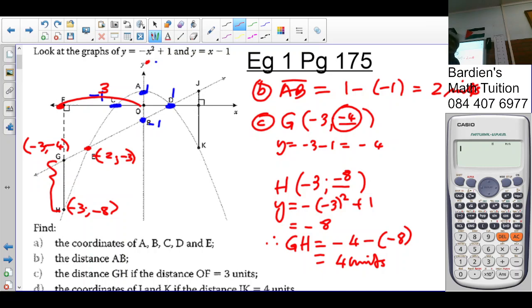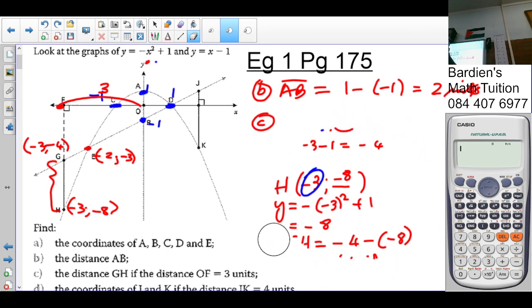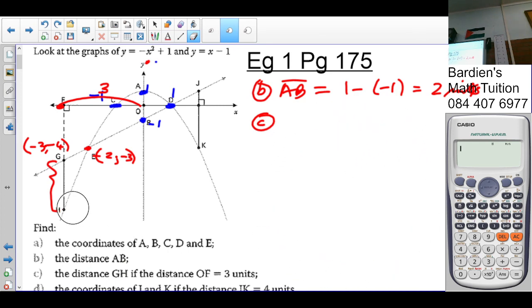Do you guys understand? Otherwise you could have used the distance formula here. You'll see you'll get the same answer. Why could I have done this? Because your x values are the same. You see that, people? Otherwise there was another way, as I said, and I'll show you that way as well. So that is GH there.